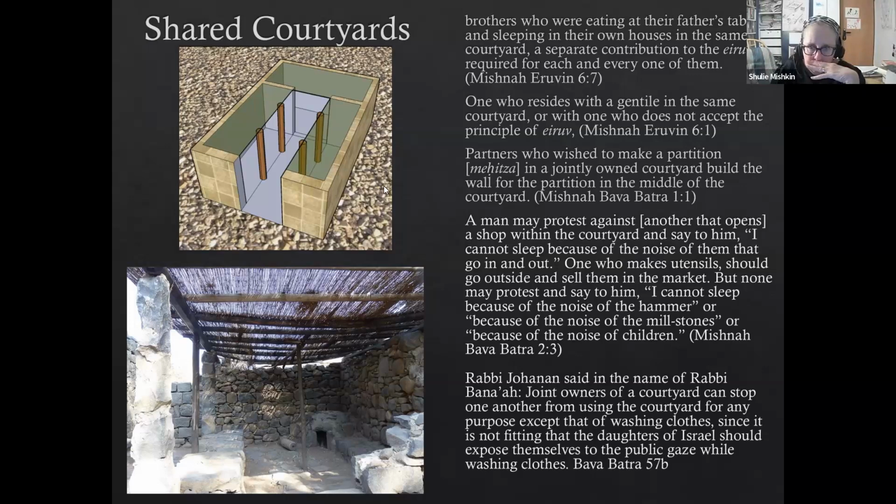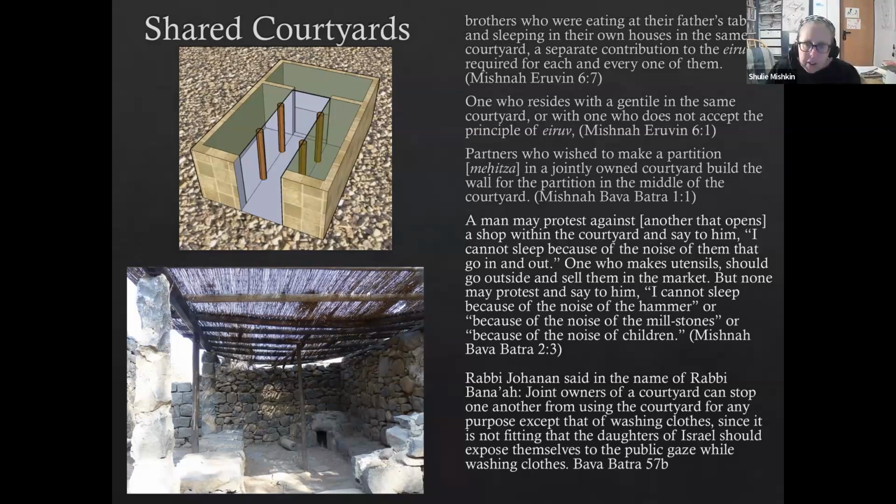But then you have situations where you have all different kinds of strangers sharing a courtyard, and it could even be non-Jews, right? If you reside with a Gentile in the same courtyard, or if you live with someone who doesn't believe in Eruv, he's a kofar, he doesn't believe in this, what do we do about that, right? How do we negotiate that shared space? So much of Bava Batra is about how do we negotiate that shared space, right?